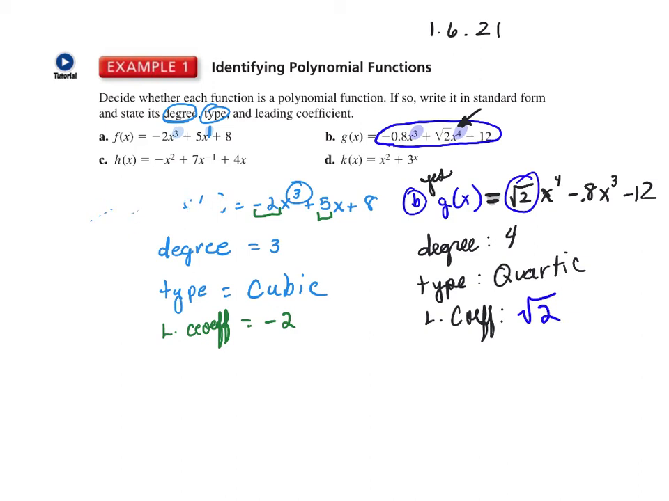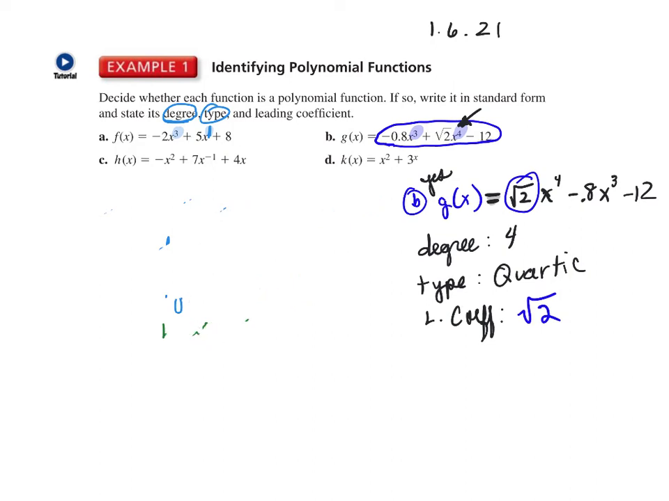Let me clear out some of this stuff so we have room for C and D. I think I can find a quicker way to do that. Hopefully, let's try that.